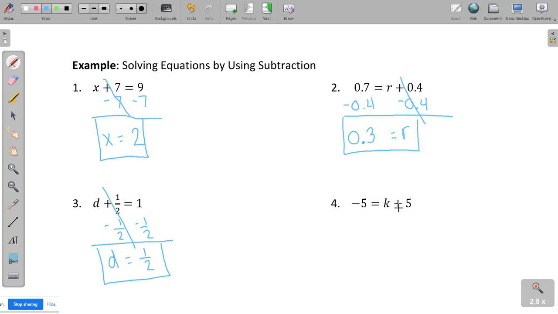The last problem here, we have -5 equals k plus 5. We have k plus 5, we have to do the opposite, and subtract 5 from both sides. Cancels the 5s out, we're left with k equal to -5 minus 5. So if you think of the number line, we're at -5 and we're subtracting 5 more. So we add 5 and 5 to give us 10 and we keep the negative sign. So we have k equal to -10.